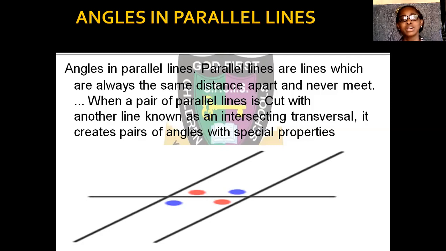and another line is crossing these two parallel lines, which is known as an intersecting transversal. Once another line crosses the parallel lines to form or create angles, it is known as an intersecting transversal. On the screen, we can see that once this line has crossed the other parallel line, we have an angle here. There's also an angle here, there's an angle here, and there's also an angle here. So let's move ahead.